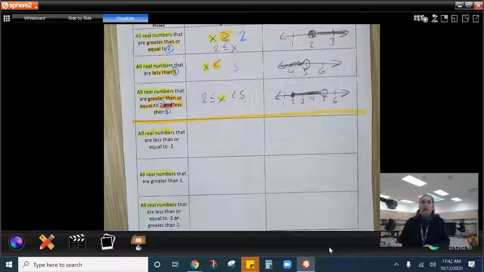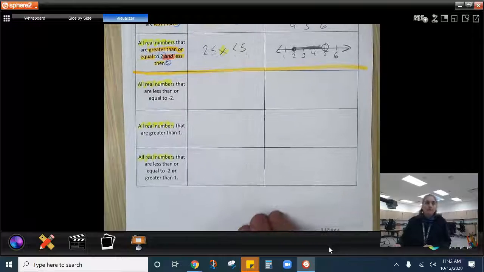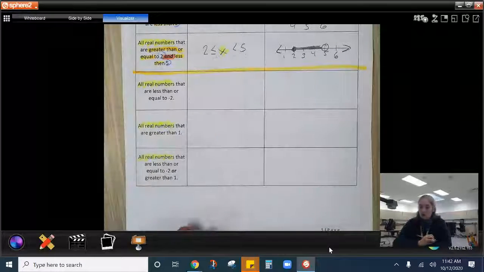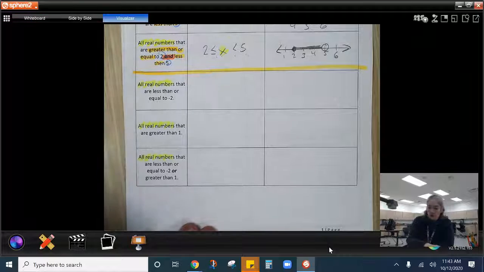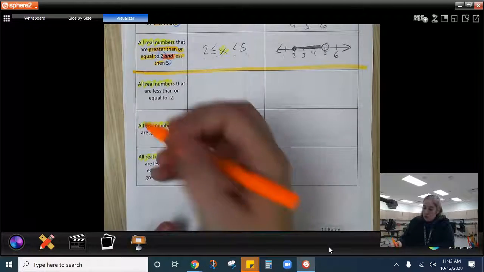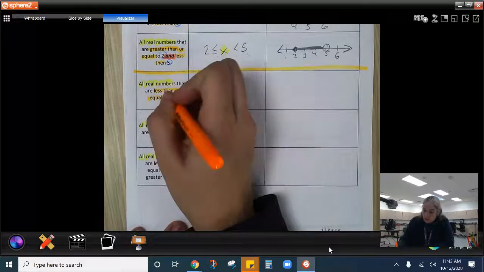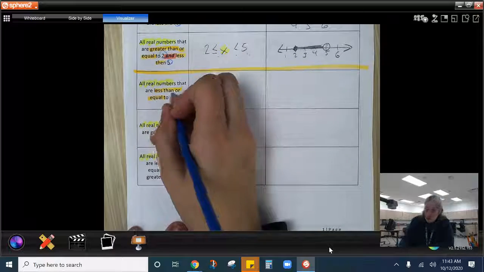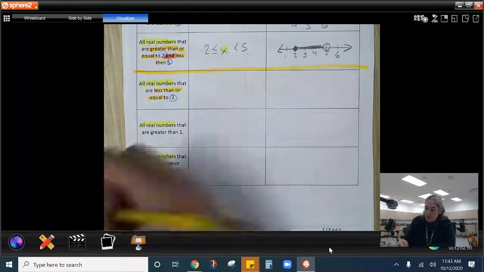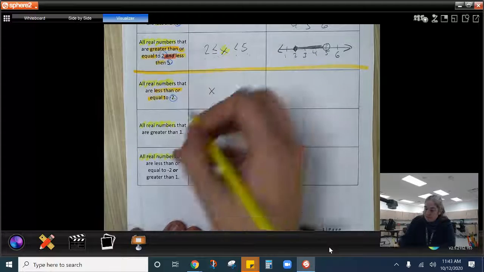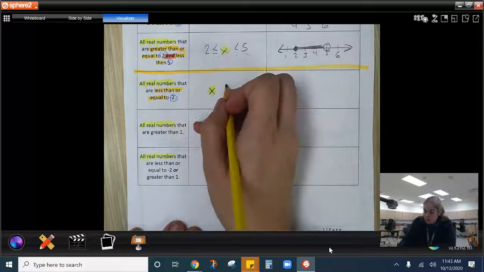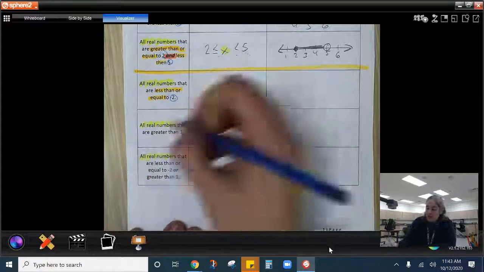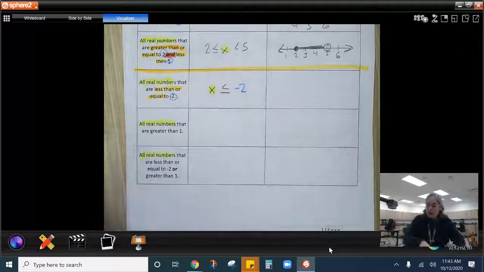Let's take a look at the next one. This is all real numbers that are less than or equal to -2. So for this one, I'm going to start with my x again. And I want to do a less than or equal to symbol, which is this guy. And now we have a -2.